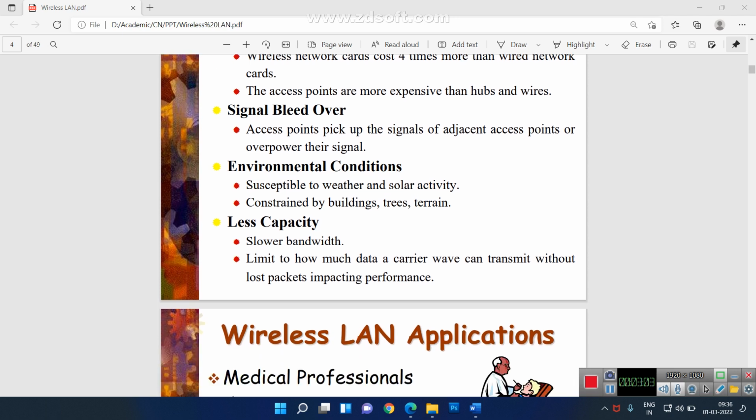And then less capacity in wireless compared to the wired medium. It has less bandwidth; we can only receive slower bandwidth. So it is not that flexible compared to wired communication. That is what we call less capacity.